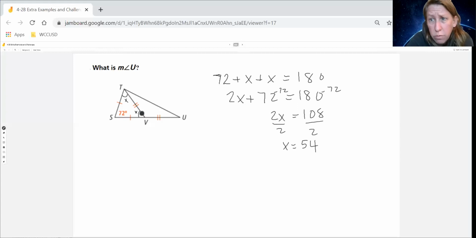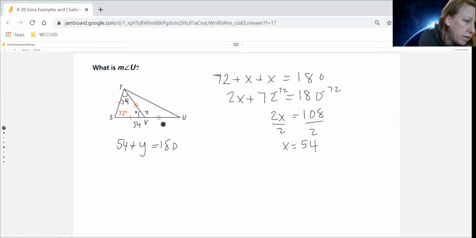Is 54 plus 54 plus 72 180? It better be. Okay, so I found that's 54. That's 54. What else can I do? I'm trying to get to U and I'm not there yet. Can I get this one next to it? Sure. Okay, what's 54 plus Y? What does that have to add up to? Good, 180. I'm going to take away 54 on both sides, and I get that Y is the same as 126.